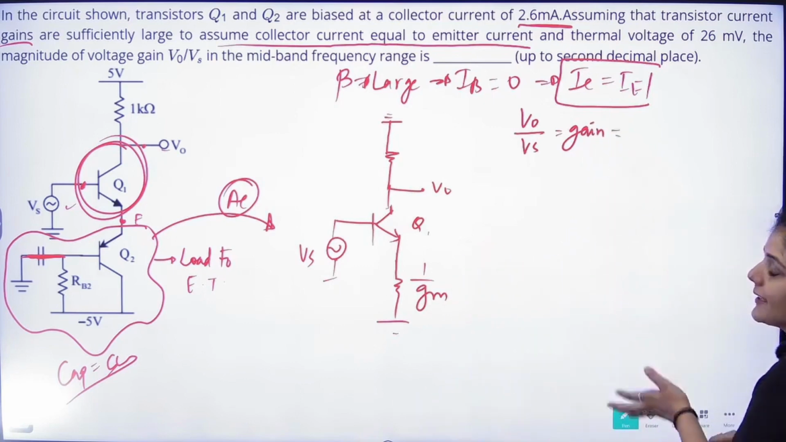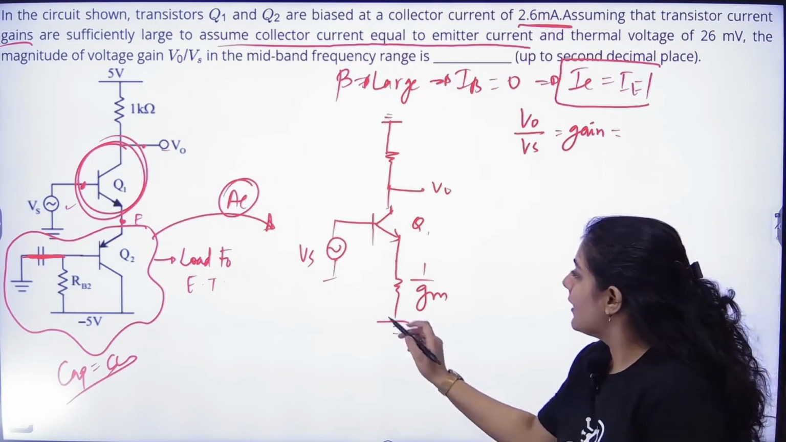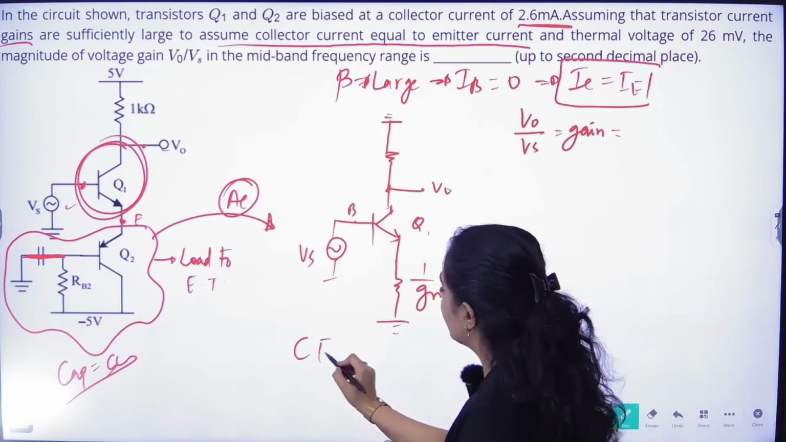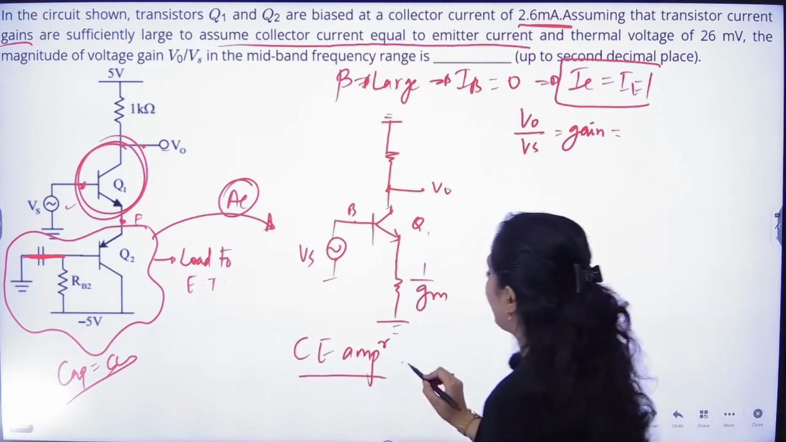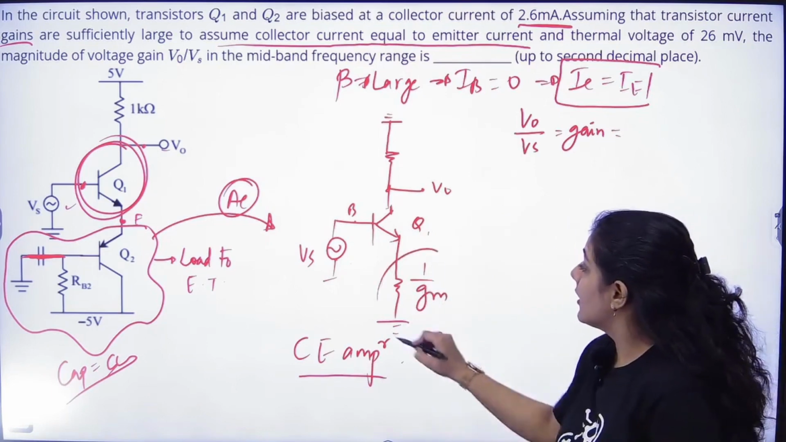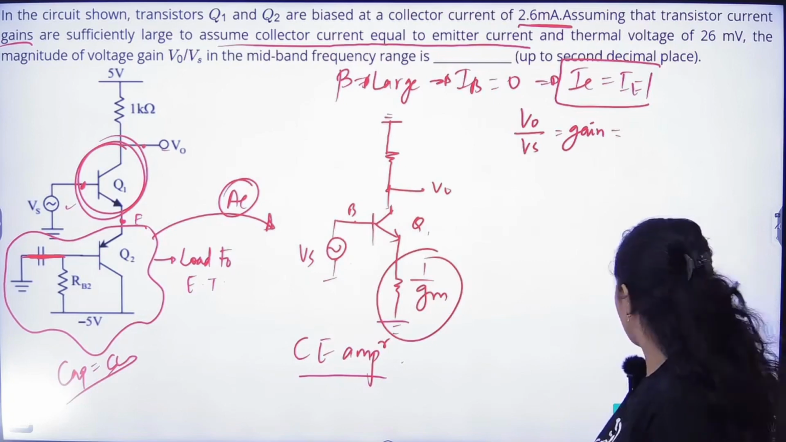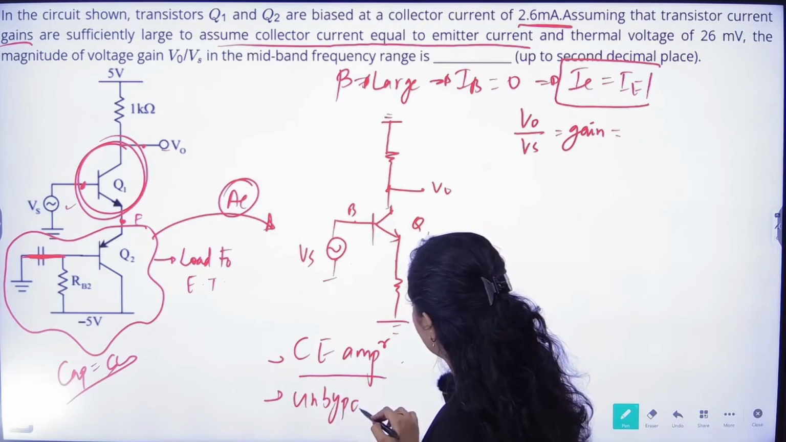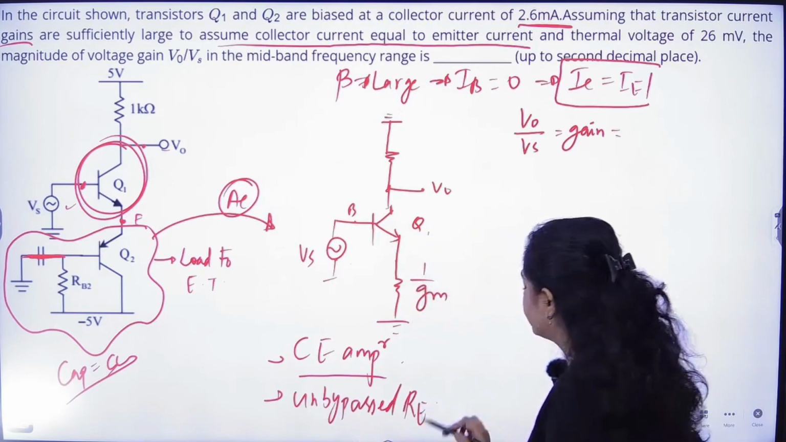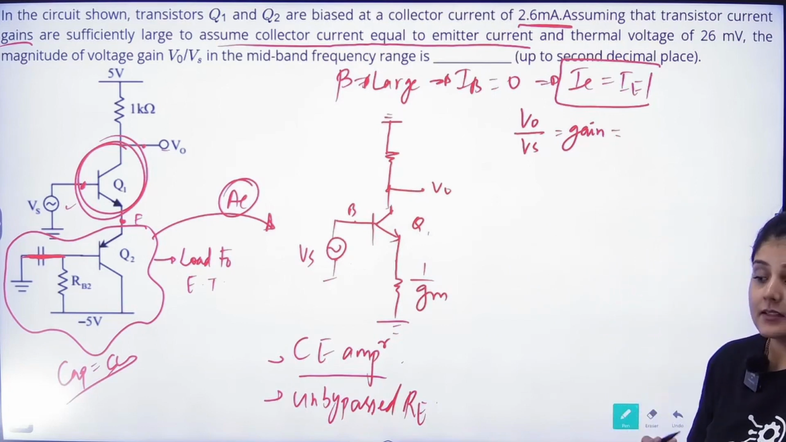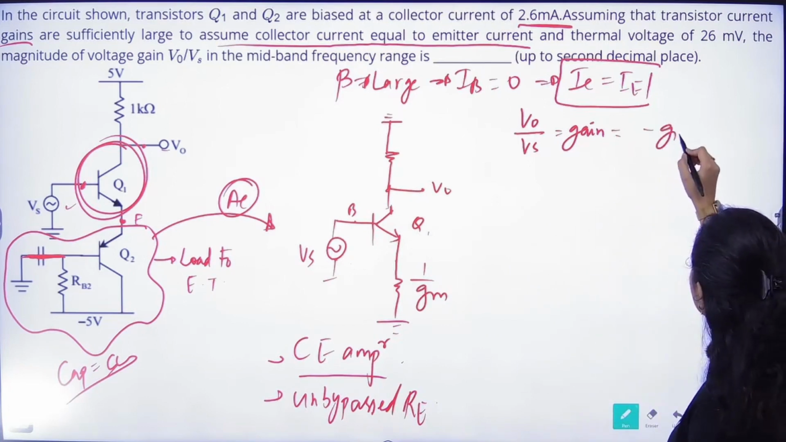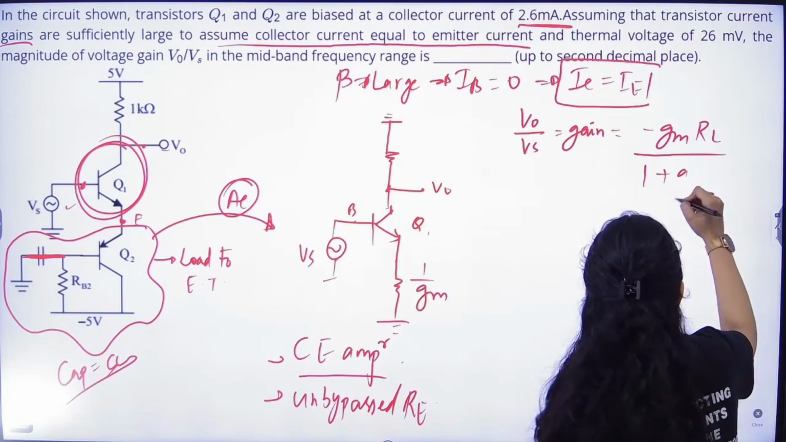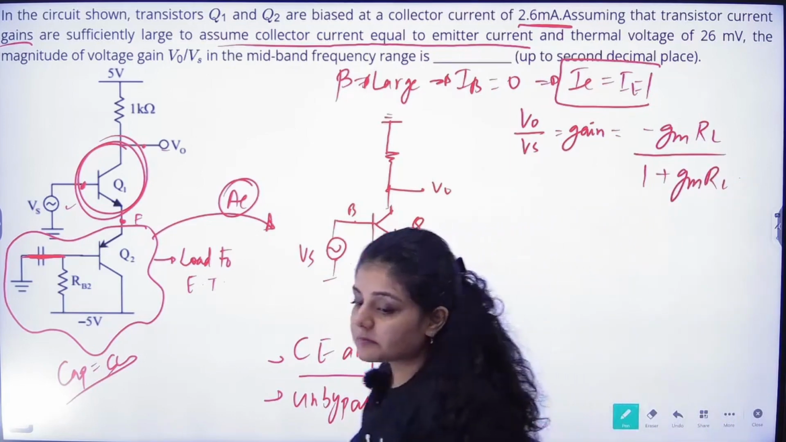Now what configuration can you see here? Input is given to the base and output we are taking from the collector. Again, this is nothing but a CE amplifier, a common emitter amplifier configuration. Now in this case, RE is not bypassed, right? So for the unbypassed RE case, the gain will be equal to minus Gm RL divided by 1 plus Gm RE.